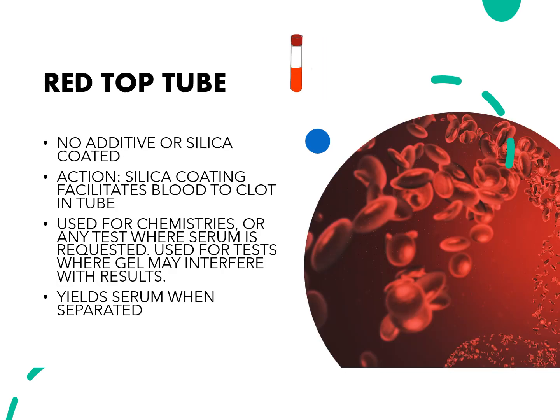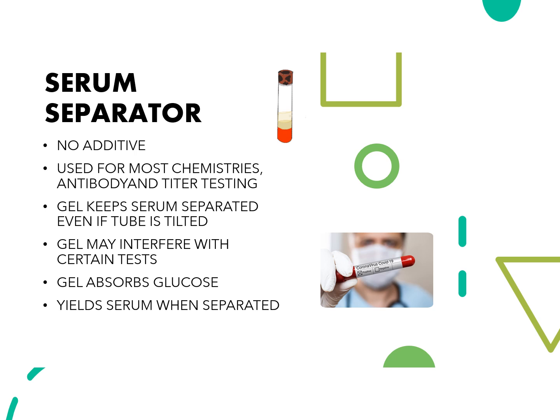The next tube to pull if you're pulling multiple tubes would be the red top tube. Again, these can be no additive or they can have the silica coating, which is the clot activator. And again, these are used for chemistries. And right after the clot activating tubes, you would have the serum separator, which has no additive. And again, because they're used for chemistries, you want to make sure that we don't get that sodium citrate from the blue top tube in there.